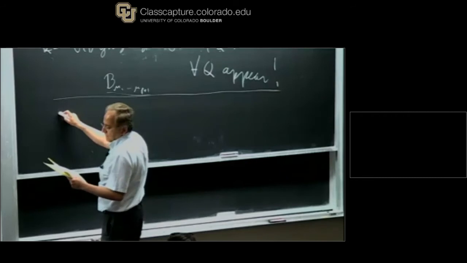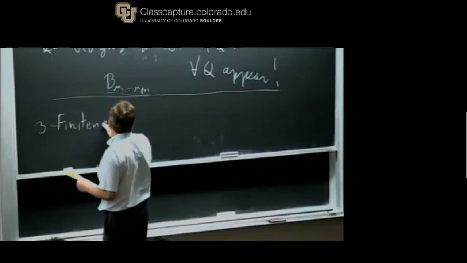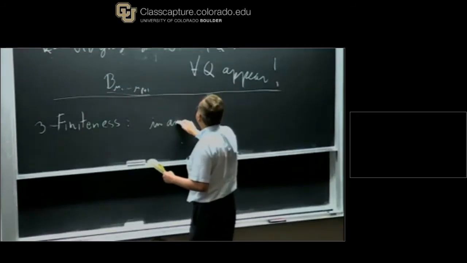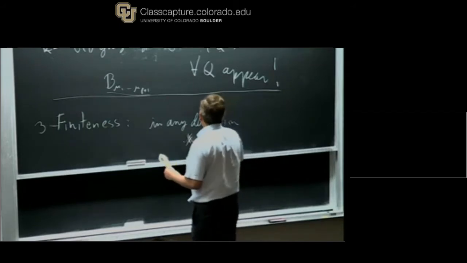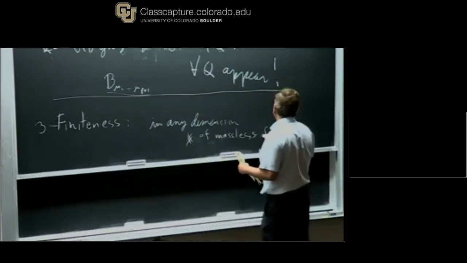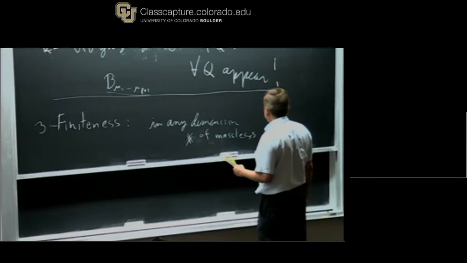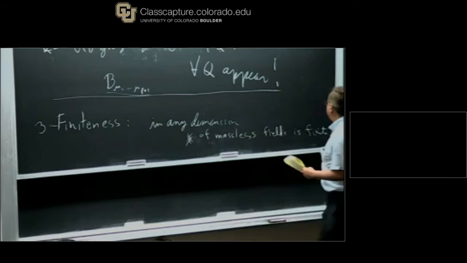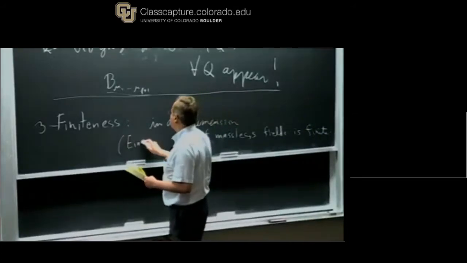So, finiteness conjectures. In any dimension, the number of massless fields I will qualify this in a second. It's finite. Now, what do I mean by this? So let me say more precisely, in which you have Einstein's theory with Einstein gravity.